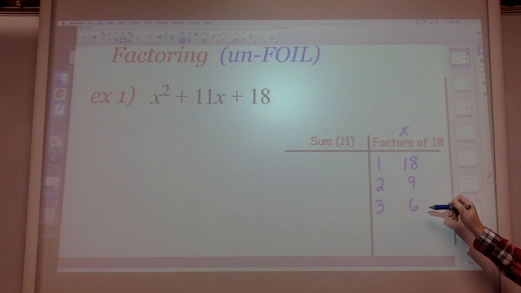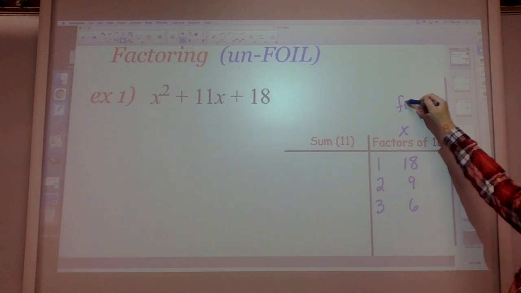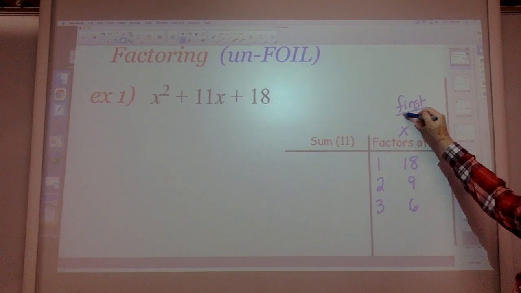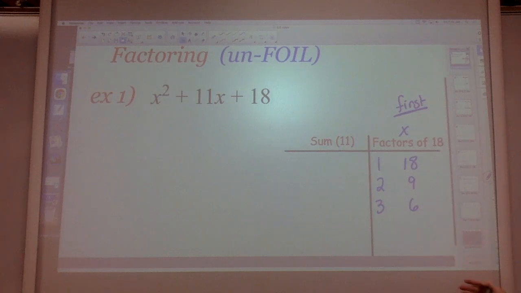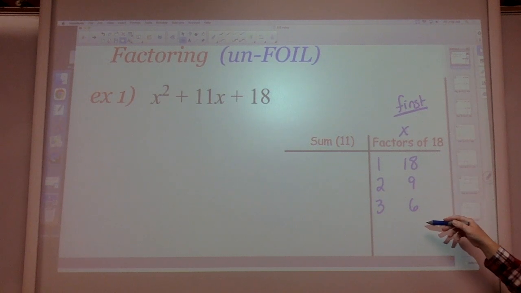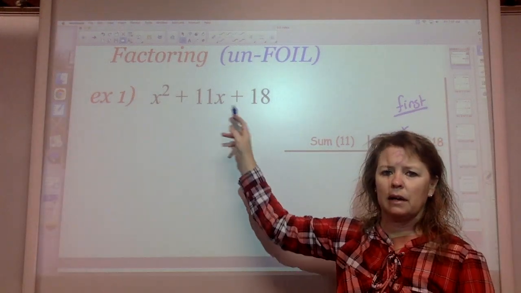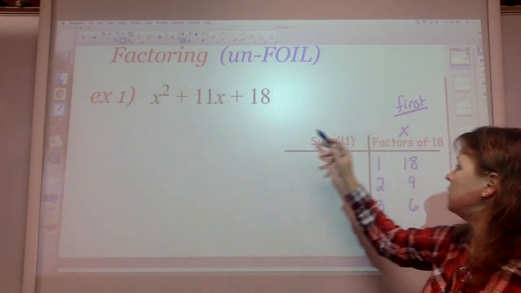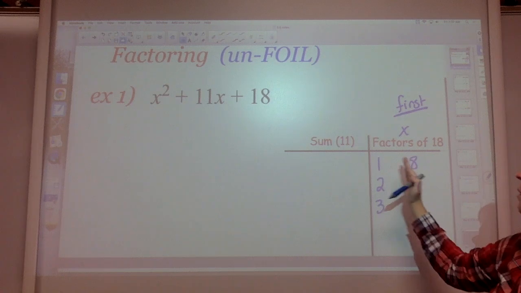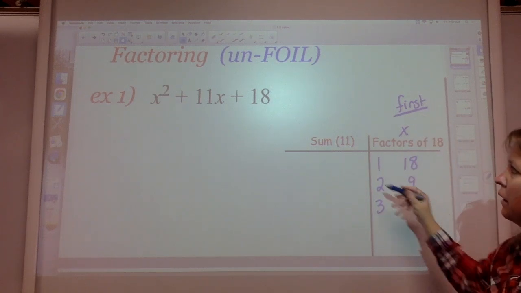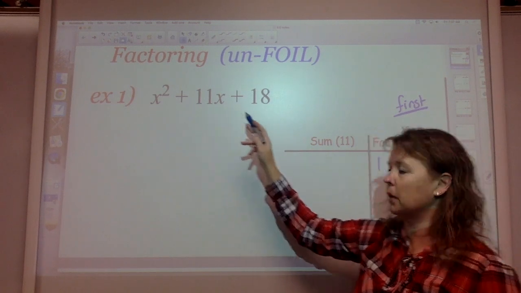Once you find those factors of 18, you have to do this first. Write this down on your notes so that you know you're doing this column first. Once you find those factors of 18, you have to make sure that they actually add up to make 11. So that's why we're doing these first. Why did I put this in this order if we need to do the back column first? Because I want it to match your trinomial up here.